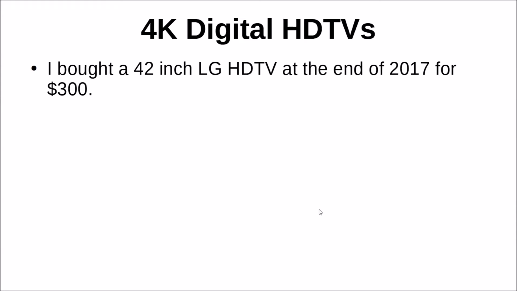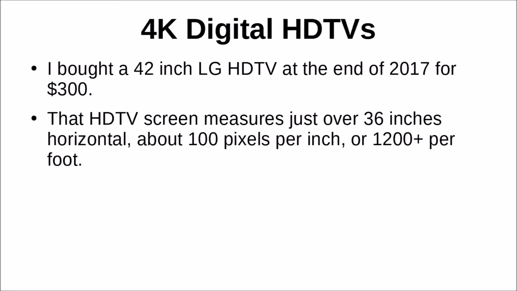I bought my 42-inch LG HD TV at the end of 2017 for $300. LG was the low price leader at the time. I have not been dissatisfied with the set. It is very high quality. I'm very happy with it. That screen's horizontal measurement is just over 36 inches, 3 feet. So if you divide 3840 by 3, you're getting over 1,200 pixels per foot, which makes it much more right-sized for 4K images and 4K movies. It's about 100 pixels per inch, actually.